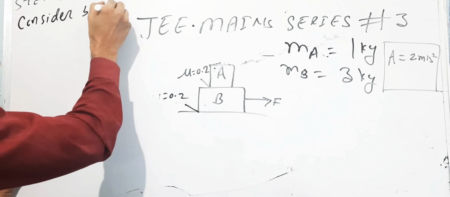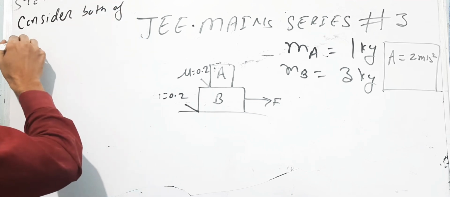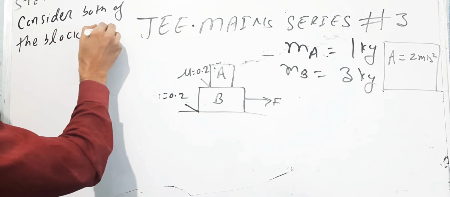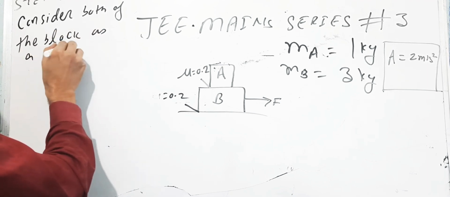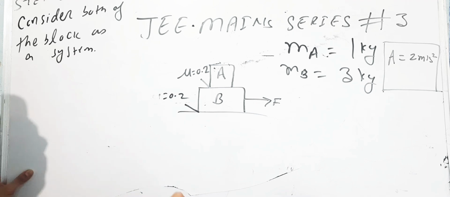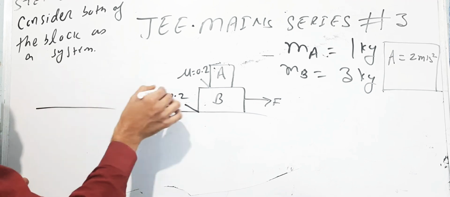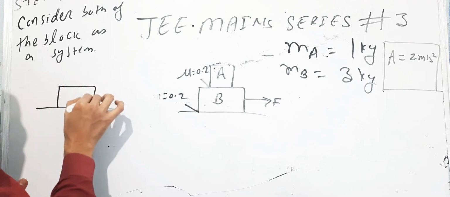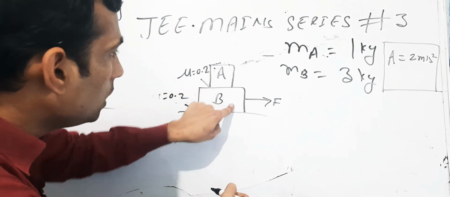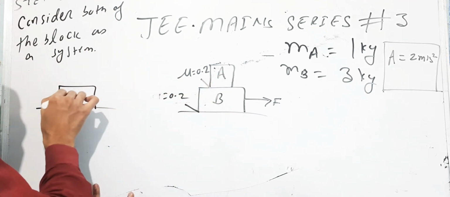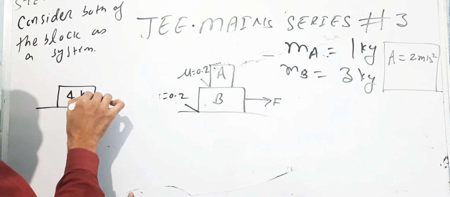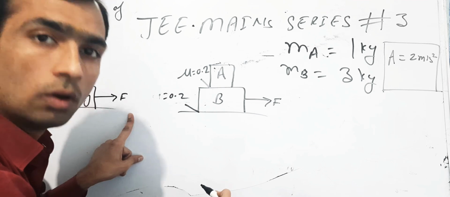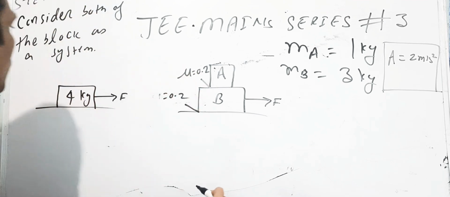Consider both of the blocks as a system, right? So basically block A and block B as the whole system means 3 plus 1, that is 4 kilogram, and the applied force F, for which you want to find the maximum value such that block A does not slide over block B.